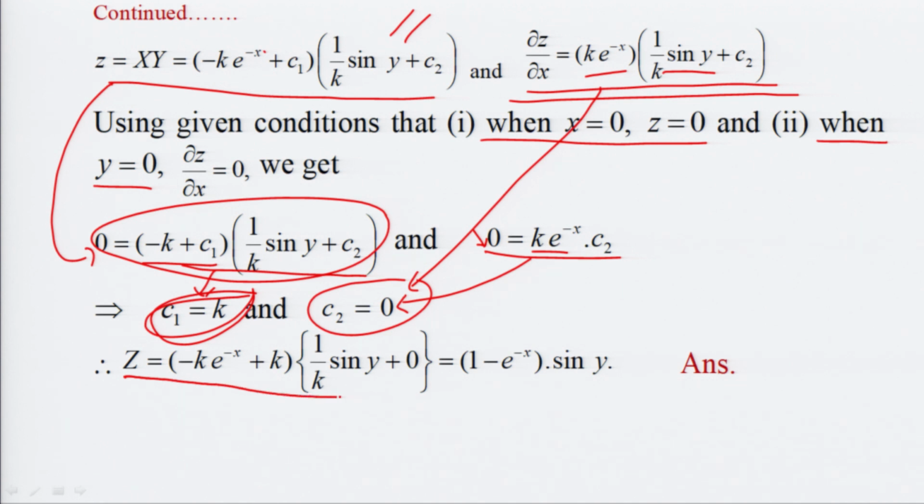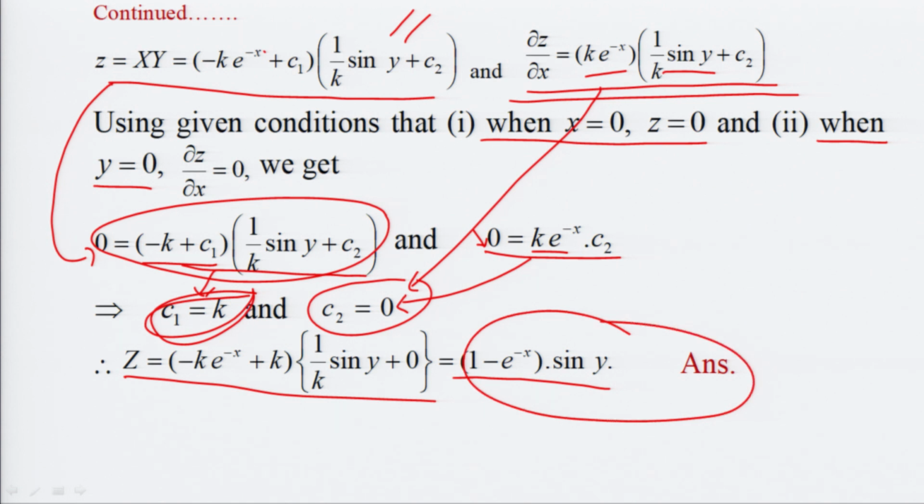So, when we substitute these values of C 1 and C 2 in this solution, then we can write z is equal to this, and when we simplify this, then we can write this as 1 minus e to the power minus x into sin y. So, finally, this is the solution of the given differential equation, and this solution is obtained with the help of method of separation of variables, and we have calculated the constants by using the given conditions. So, this is the final solution.